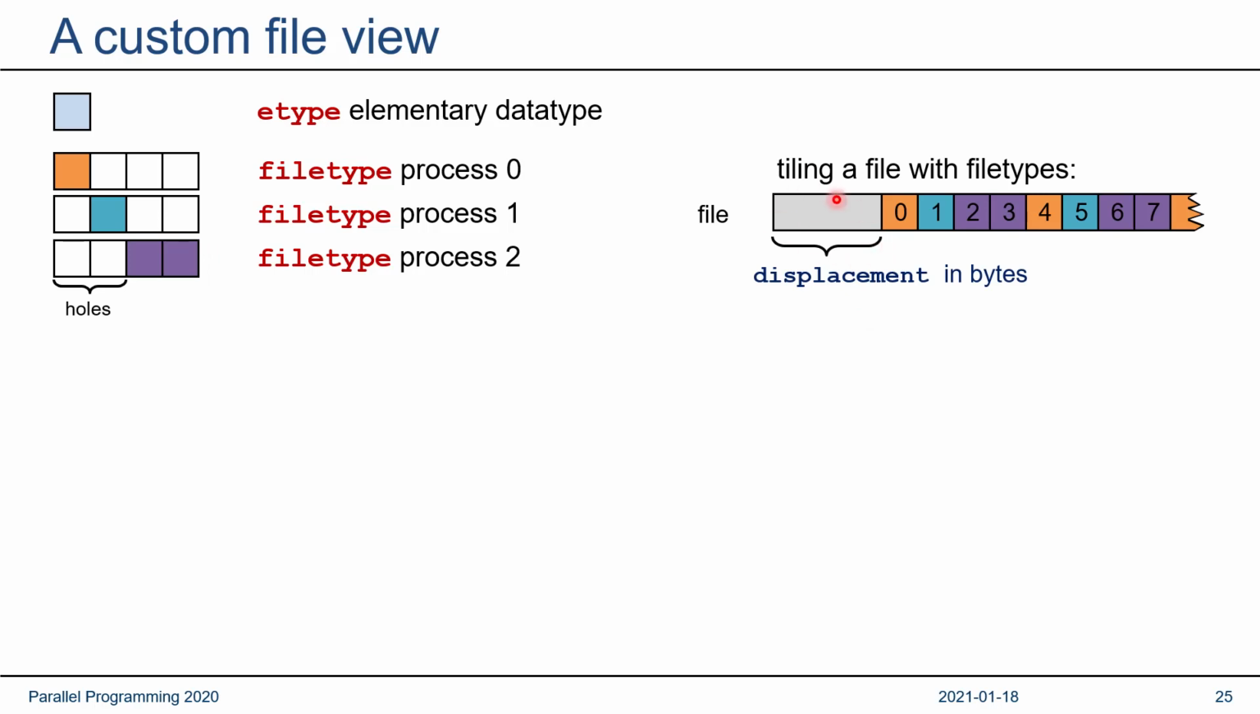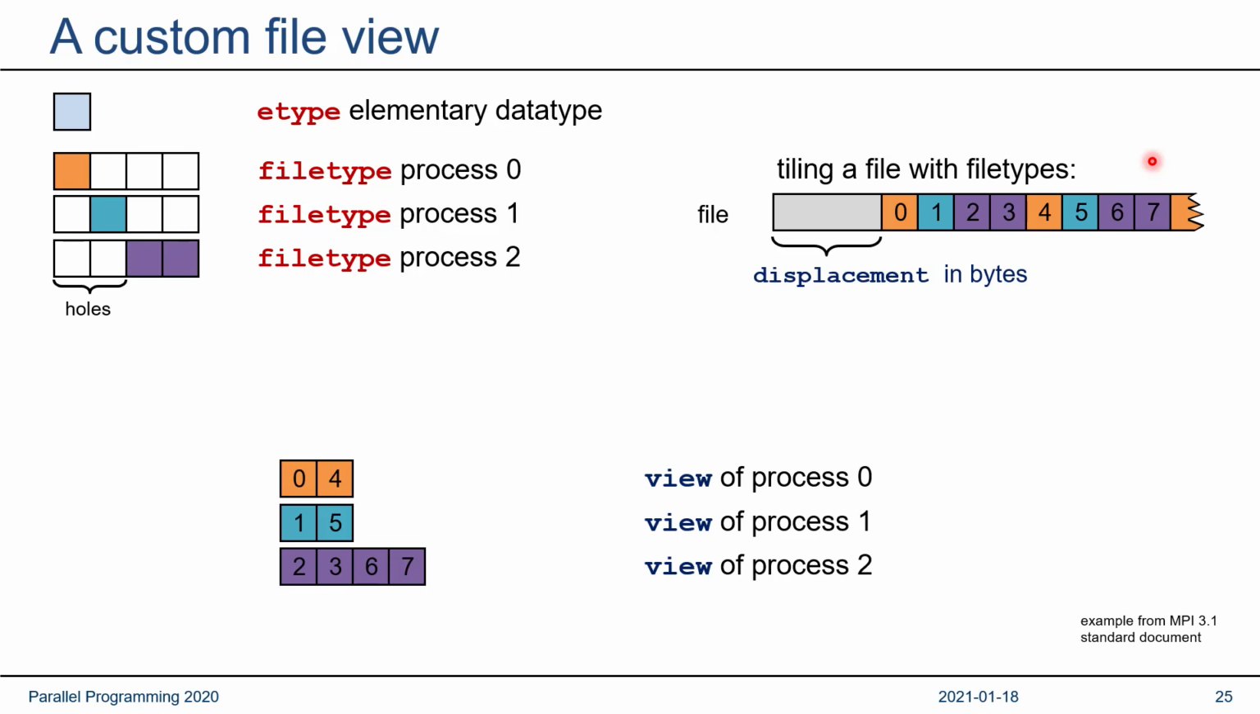There could be a displacement. So I want to read and access the file only after this displacement in bytes, and then starts the actual content that the processes are able to see. And the colors here denote how the content of the file is mapped to different processes. So everything that's orange is mapped to process 0. And later, only process 0 will have access to these orange parts, only process 1 will have access to the blue parts, and only process 2 will have access to the purple parts.